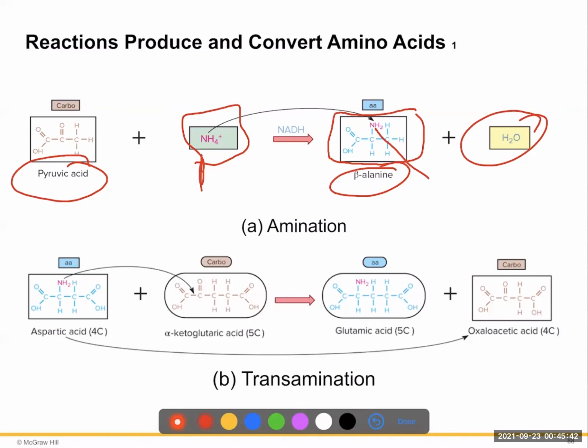Because if you look at this oxygen right here, it's been replaced with NH2 here. So you lost an oxygen and 2 hydrogens. That gives you H2O.